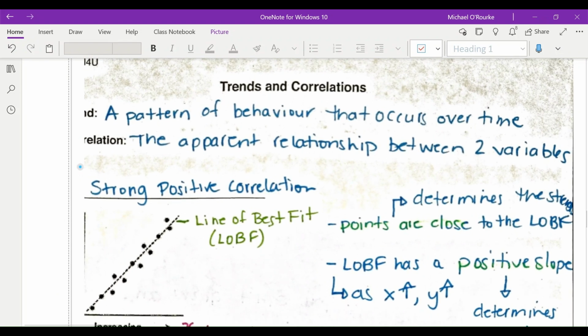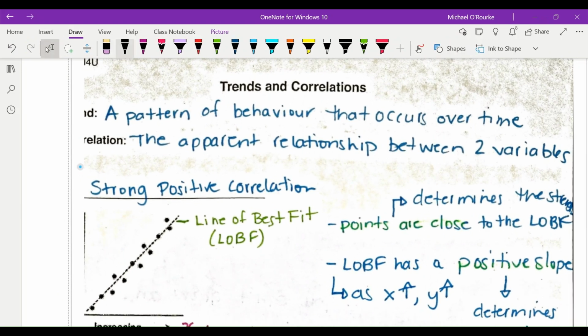And the first one here is trend. Okay? So a pattern of behavior that occurs over time is a trend, okay? Now that's just you're observing something happening over time. Now a correlation is the apparent relationship between two variables.